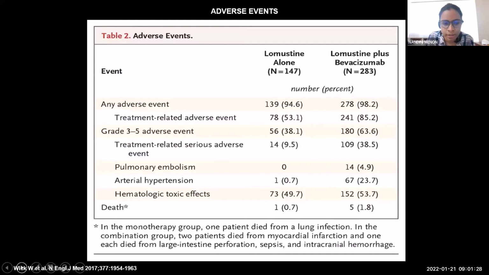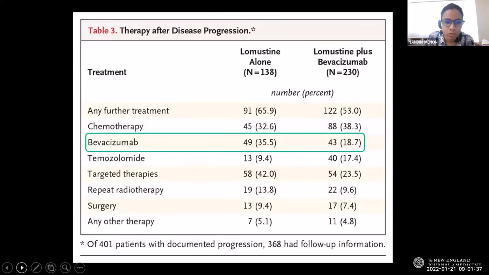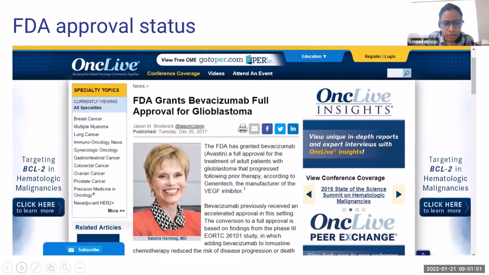Toxicity, of course, with the addition of bevacizumab: thromboembolic events and hypertension were significantly increased in the bevacizumab plus lomustine group. And 1/3 of the patients who had received lomustine went on to receive bevacizumab in the subsequent line. Whether this contributed to the negative OS is not clear. So anyway, based on this study, bevacizumab was approved by the FDA for use in recurrent glioblastoma.